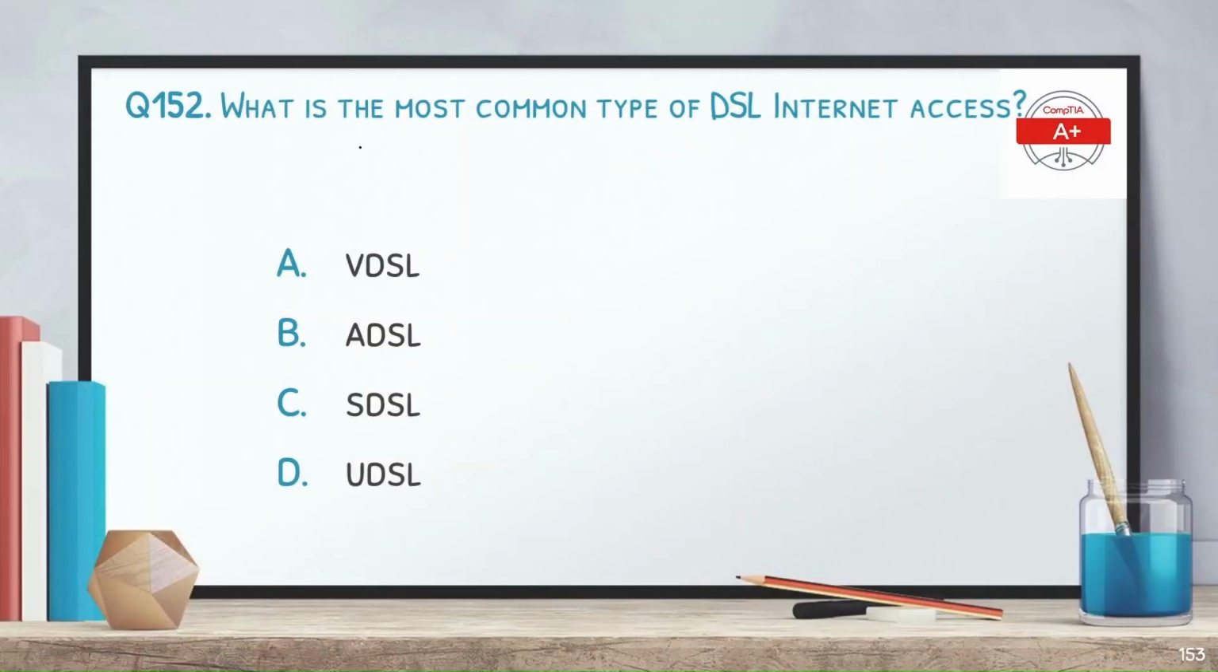Question number 152 is that what is the most common type of DSL internet access? The options are A. VDSL, B. ADSL, C. SDSL, and D. UDSL. The correct option is, of course, ADSL, asynchronous digital subscriber line. This is the most common type of internet connection of DSL.